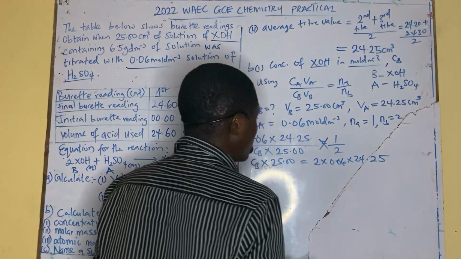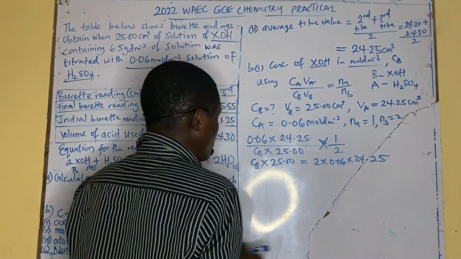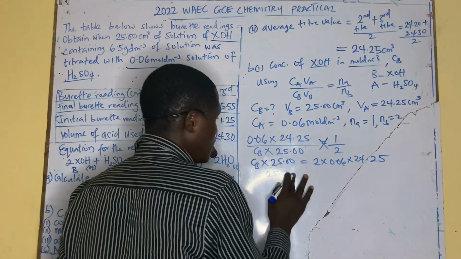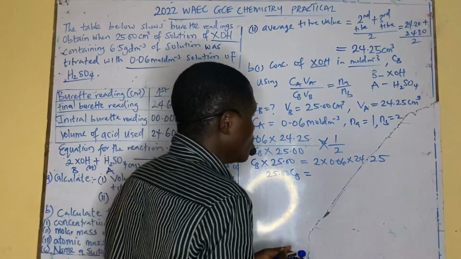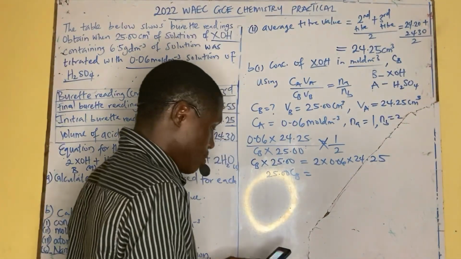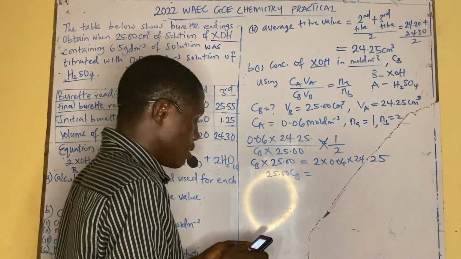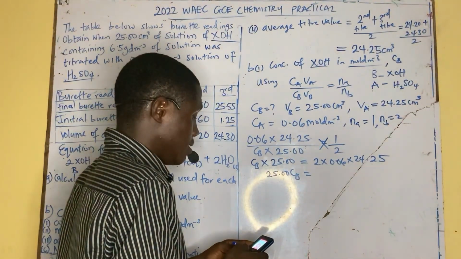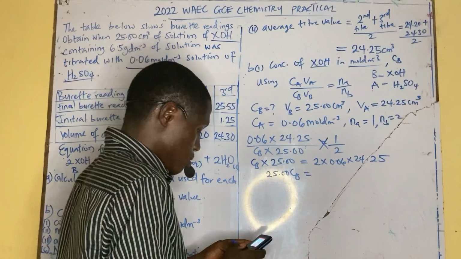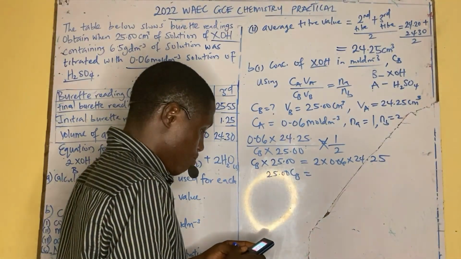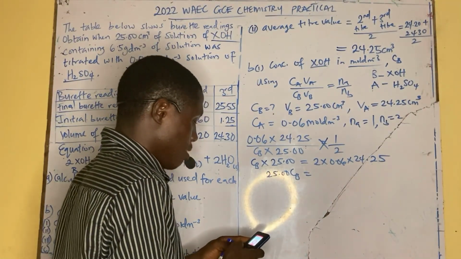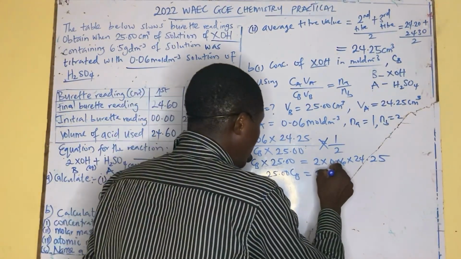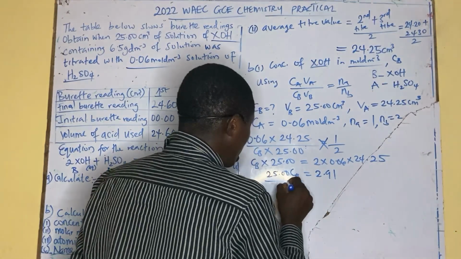Now, let's do this one by one because of the calculator I'm using. 25.00 CB equals 2 times 0.06 times 24.25. So we have 2.91 here. So you divide both sides by 25.00.